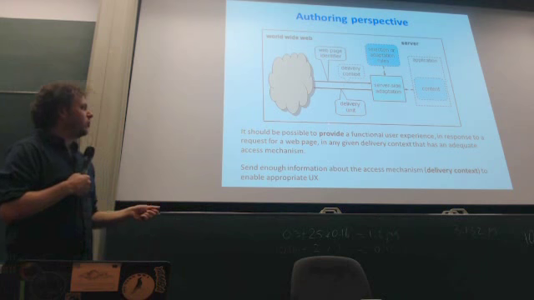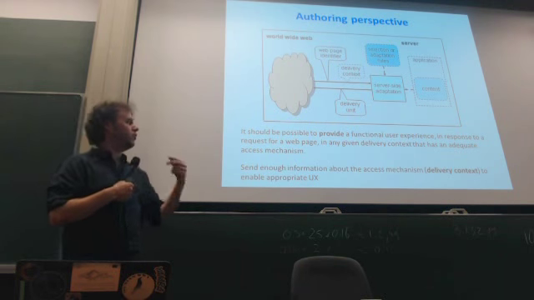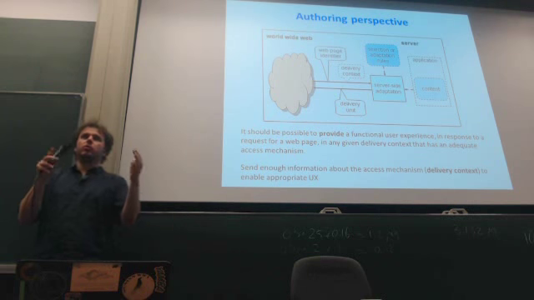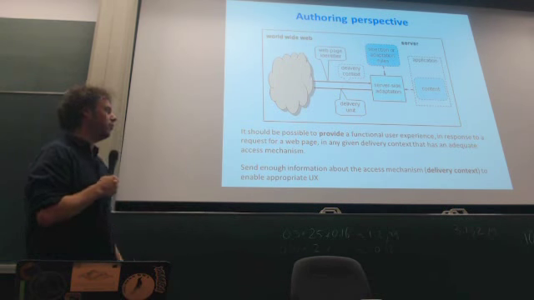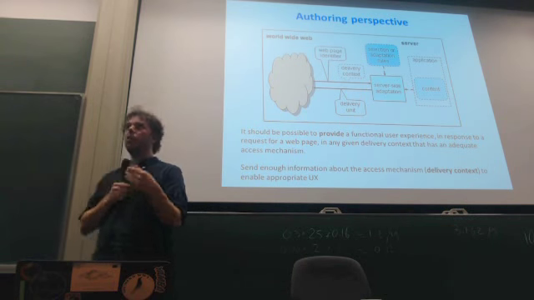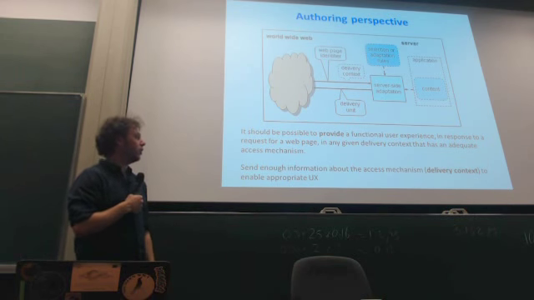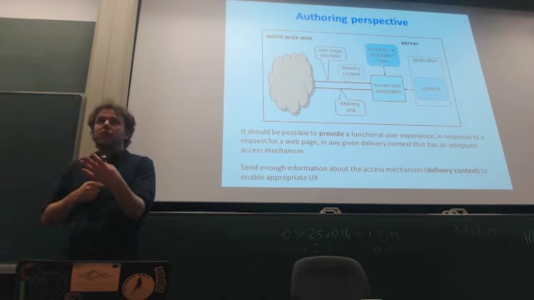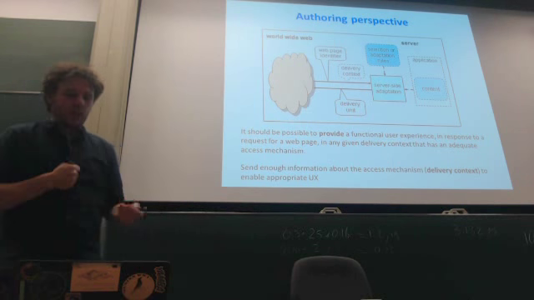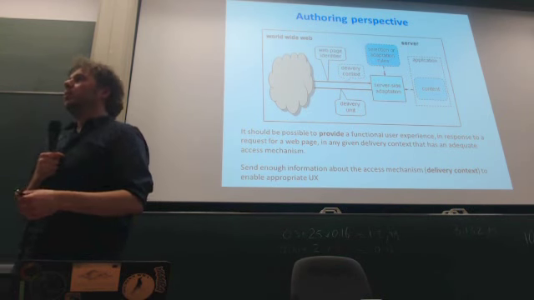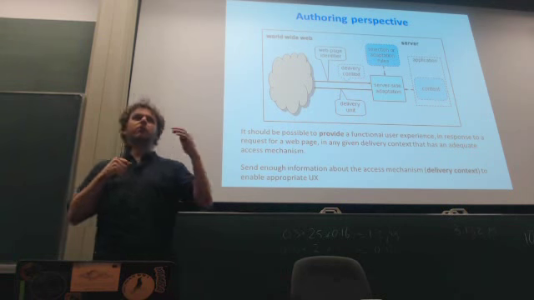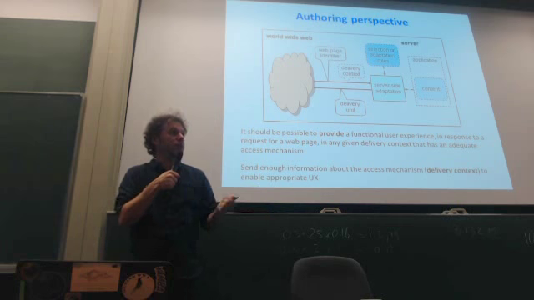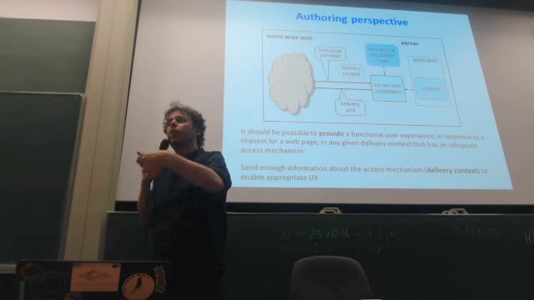So it should be possible to provide a functional user experience in response to a request from a web page in any given delivery context. Delivery context means the device plus the user plus any contextual information that might be needed to change the results. This means that I need to have enough information about the access mechanism, the device, which is the context, to enable an appropriate user experience. So the technology needs to be able to somehow tell the server what type of thing it's accessing. And HTTP, for example, allows for this type of context information.